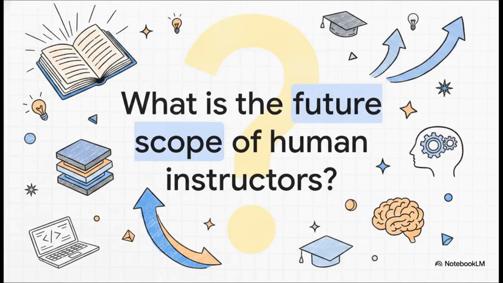Which leaves us with a truly fascinating question to ponder. We've just seen how a few paragraphs of carefully engineered text can command an AI to successfully adopt a 20-year veteran persona and blueprint an elite, multi-layered, highly practical curriculum. If a single prompt can architect this level of premium engaging education instantly, what is the future scope of human instructors? It's definitely something to think about.